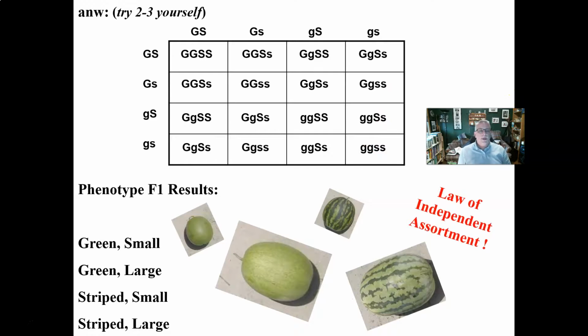So the law of independent assortment is proven with dihybrids, because you can be small and striped, and small and solid. You can be large and striped, large and solid. Color has nothing to do with size, for example, in the watermelon world. Now in biology, it's not as easy as that. There are some exceptions. We'll get to that later. But for now, think of it like this.